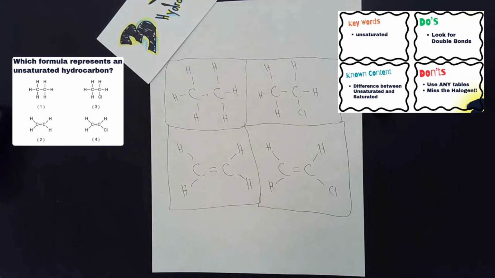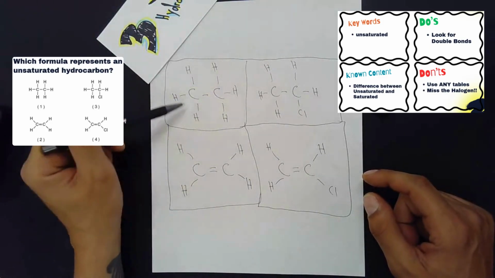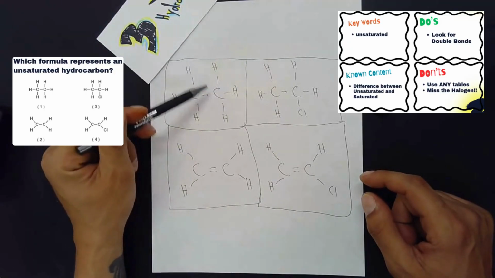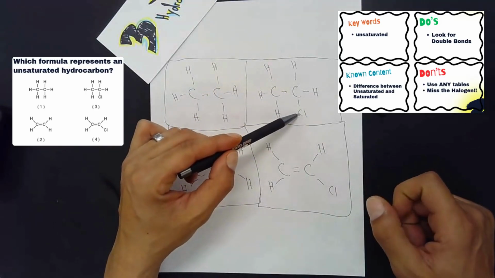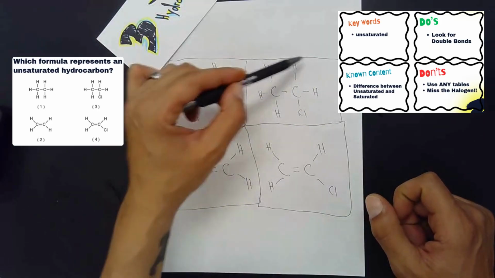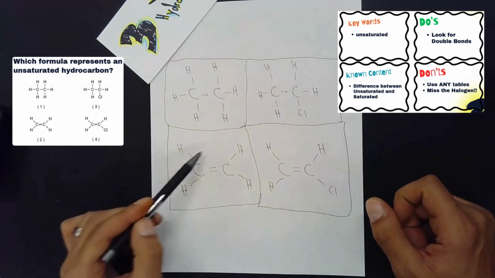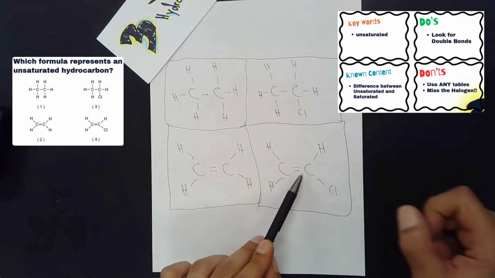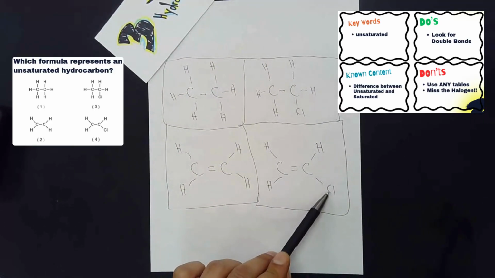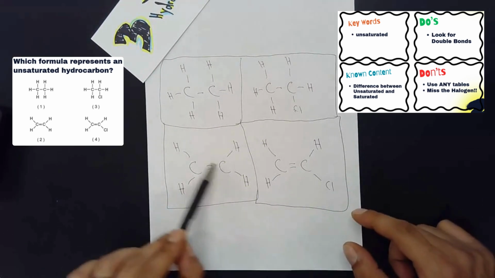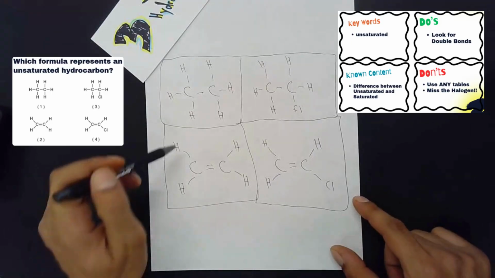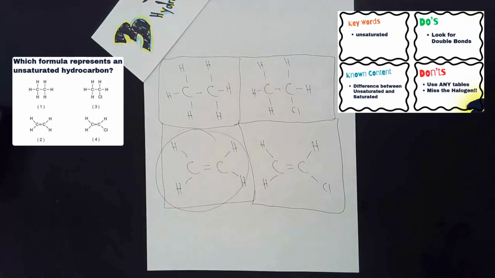In this next question, we're looking for an unsaturated hydrocarbon. That means we are looking for either a double or triple bond. In this hydrocarbon, we see it's all single bonds and it's filled with hydrogens. In this molecule, there is a chlorine here, a halogen, so that makes this molecule a halide, not a hydrocarbon. Same thing with this one. Even though there's a double bond in our carbons, there is a halogen, so that makes it a halide, not a hydrocarbon. But this is our double bonded hydrocarbon, so our answer is 2.